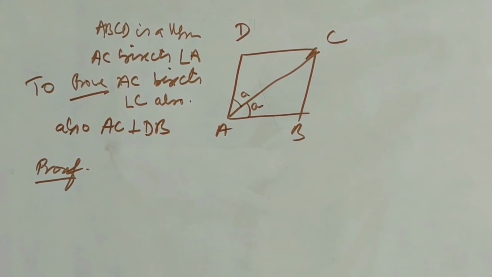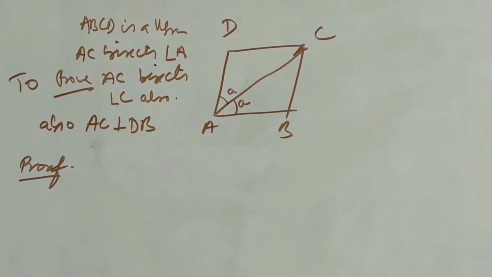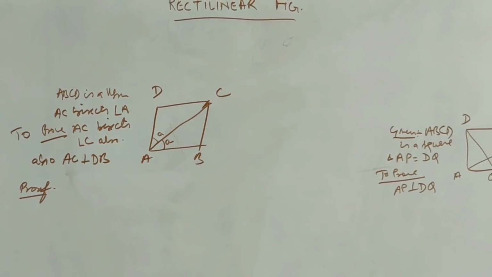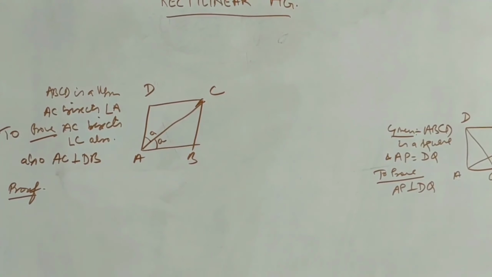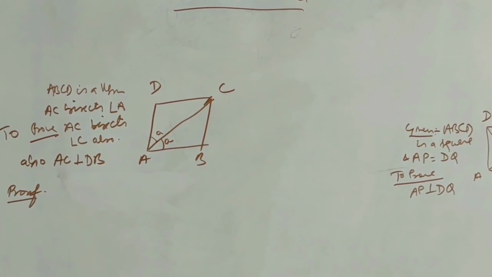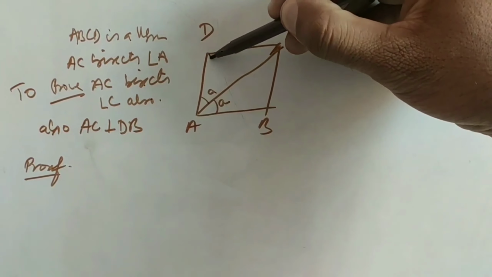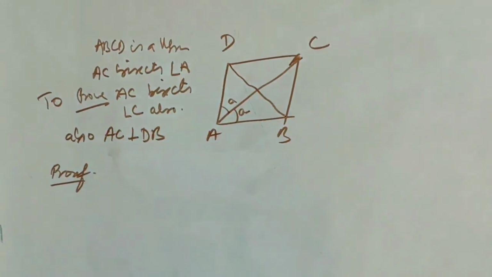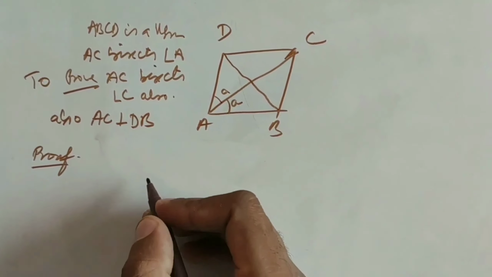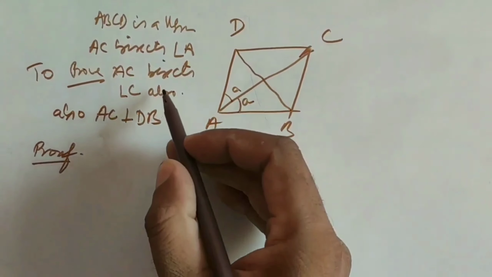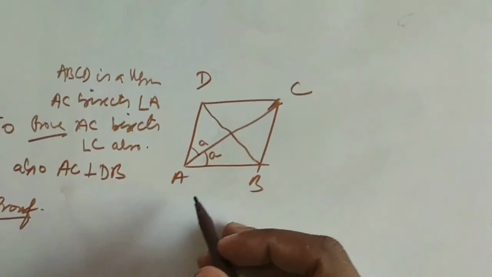Now ABCD is a parallelogram and AC bisects angle A. Now we need to prove that AC bisects angle C also, and that AC and DB are perpendicular. So for that, first we will prove the first part, that AC bisects angle C also.